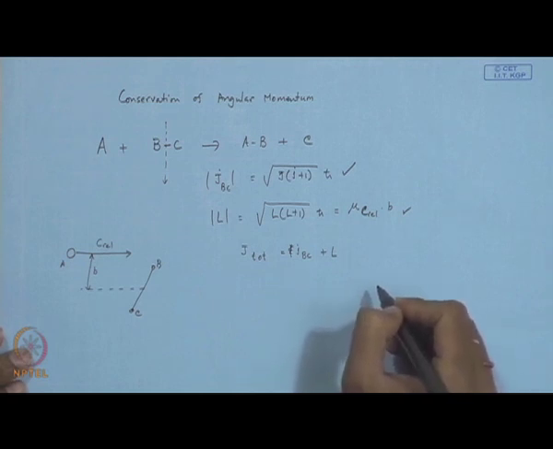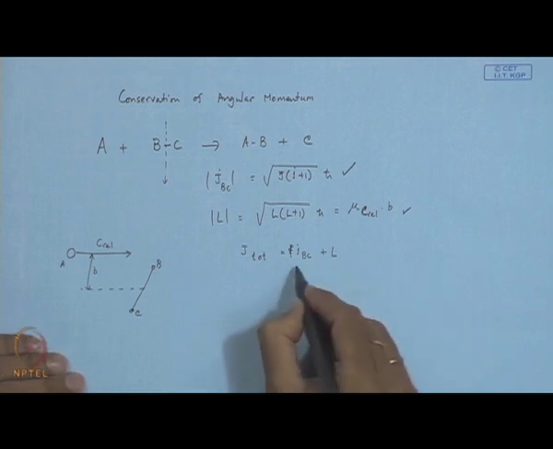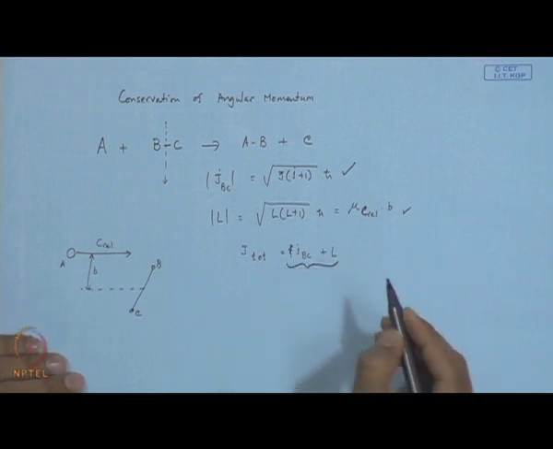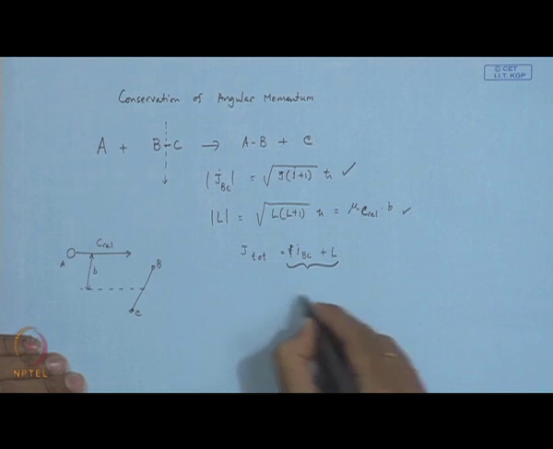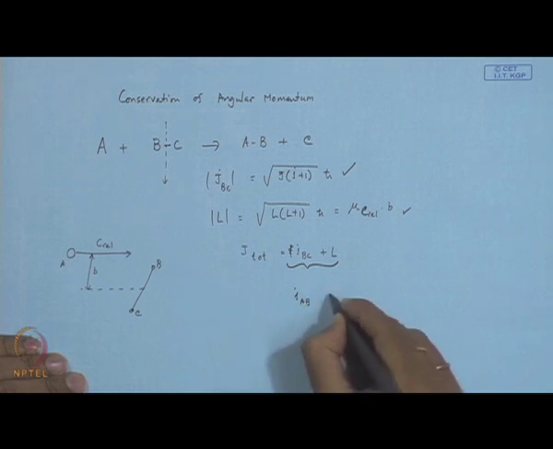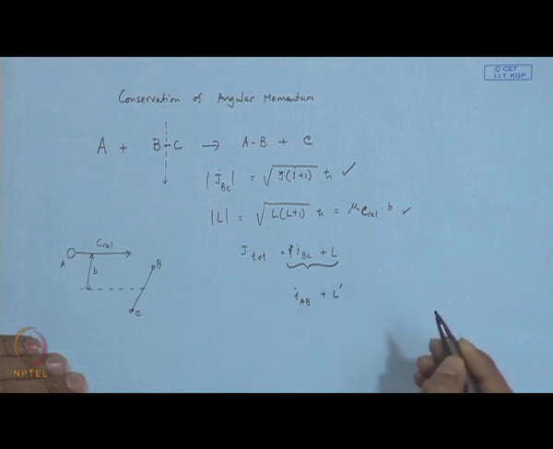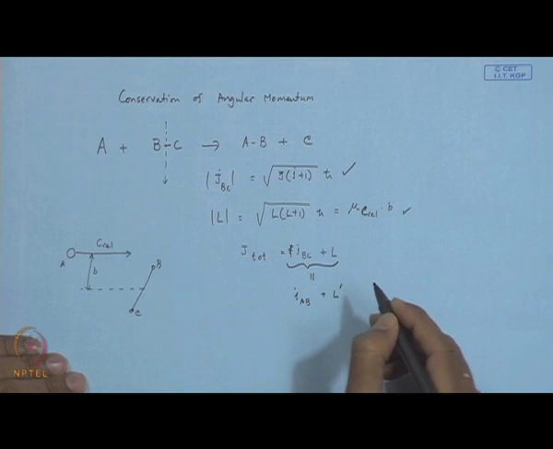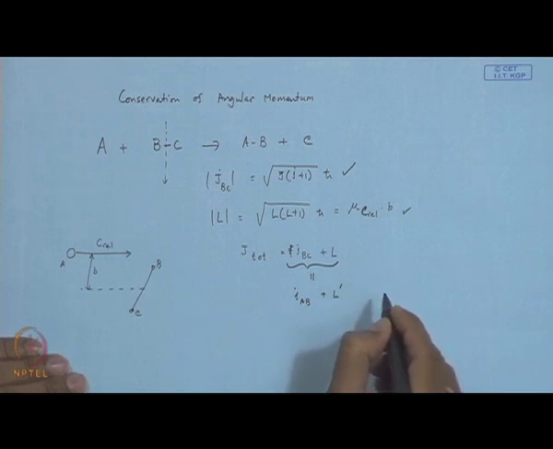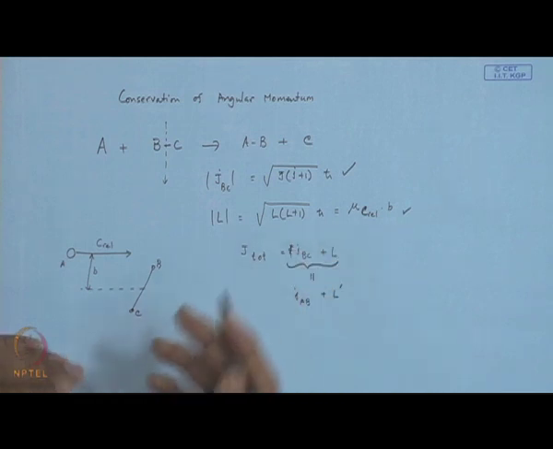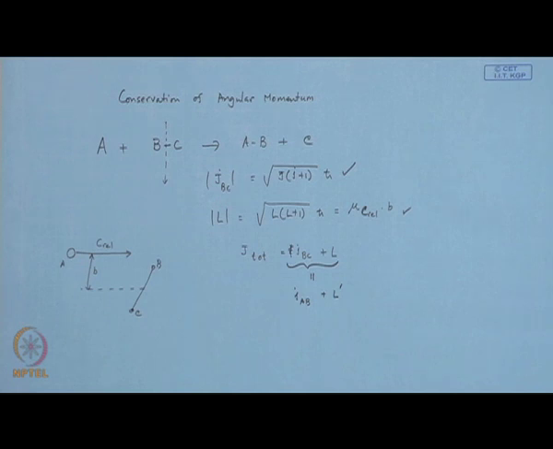Okay. So, and of course this is your reactant side, and for the product side, this value will be J AB plus say L prime. So, these two will be equal. So, conservation of total angular momentum will be there. So, this way we have to consider the conservation of angular momentum.